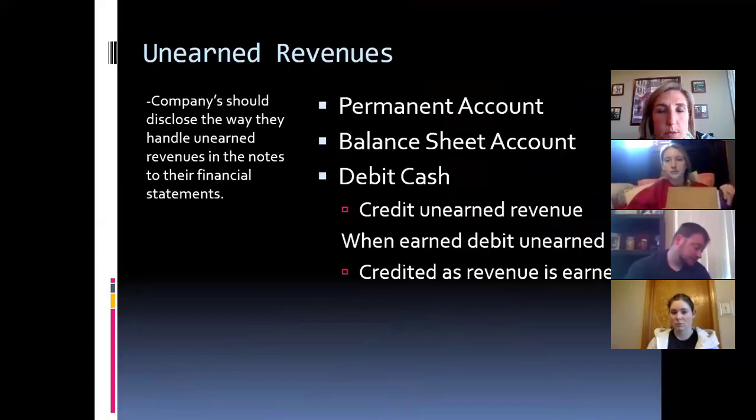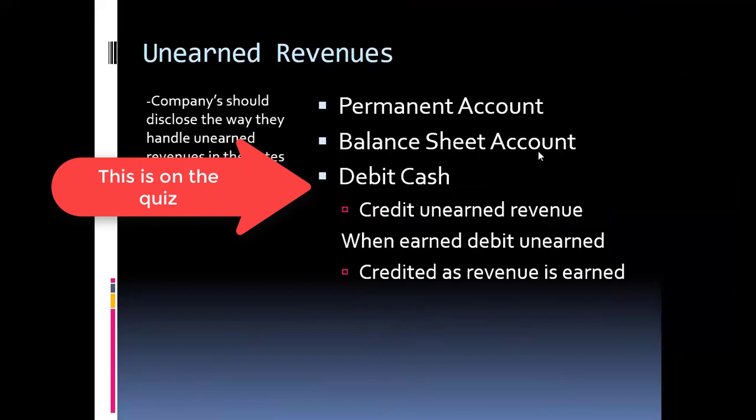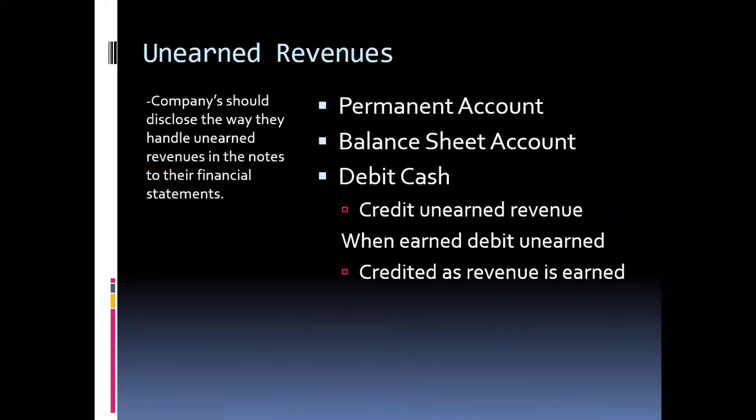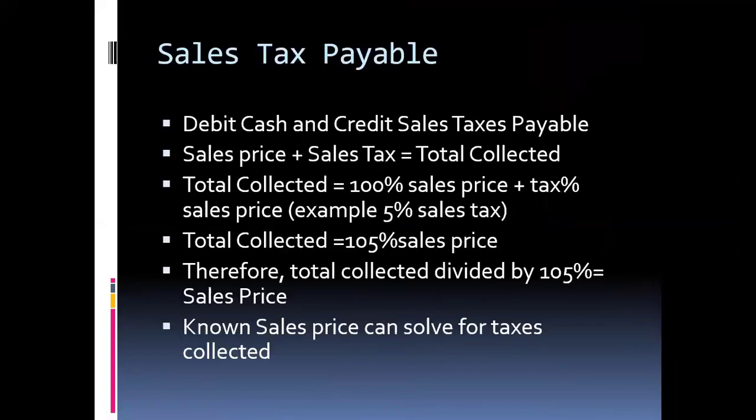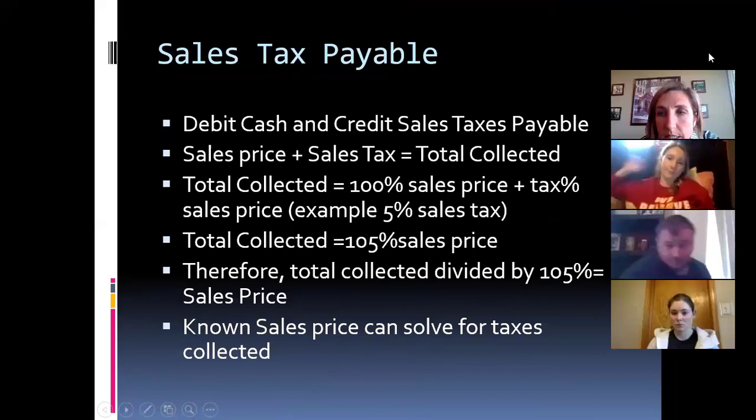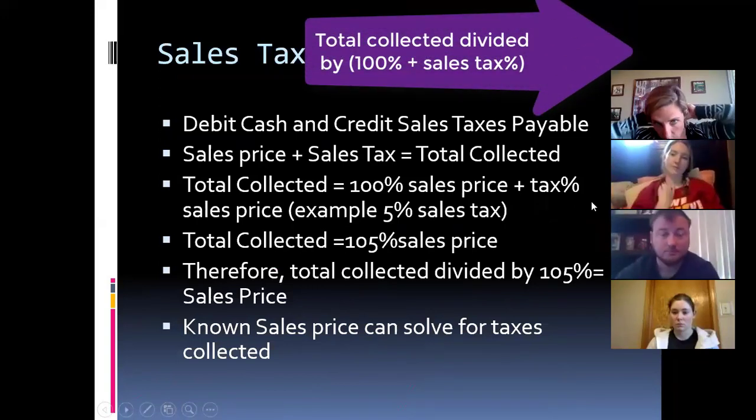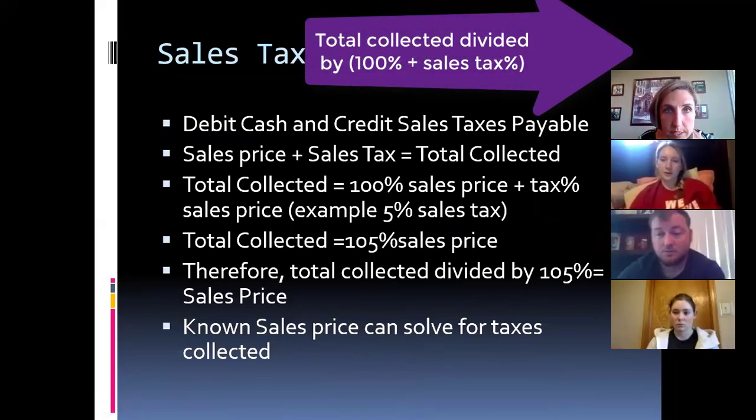This is not a new concept, so I'm not going to stay on this slide very long. Talking about unearned revenue. When you receive money in advance, you would debit cash and credit unearned revenue. And then when we do the work. Now this one with sales tax is new because again, sales tax is money you owe to the government. If you're a business, you collect it and you pass it on to the government.